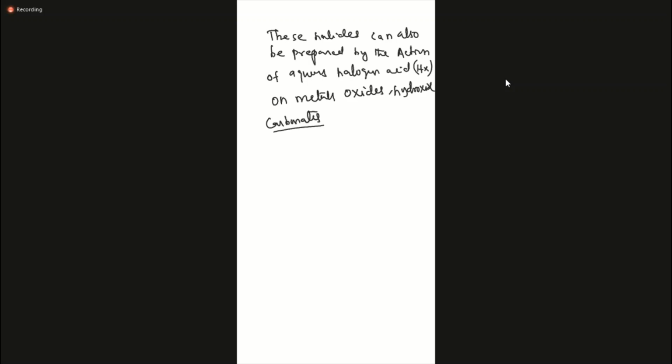Oxide, hydroxide, carbonate. What is the product when metal oxide reacts with HX? What is the product when metal hydroxide reacts with HX? What is the product when metal carbonate reacts with HX? Metal oxide reacts with HX: MX, metal halide, will form plus H2O. To balance this equation, 2HX, 2MX.